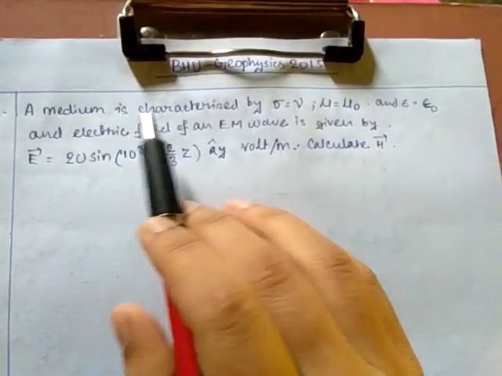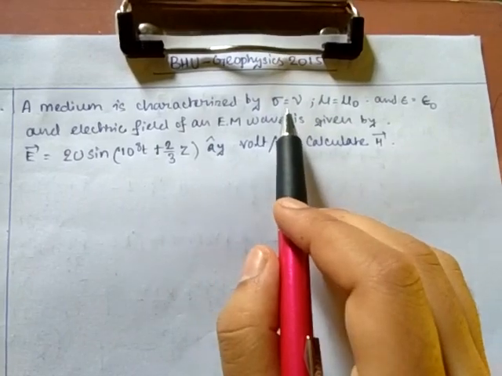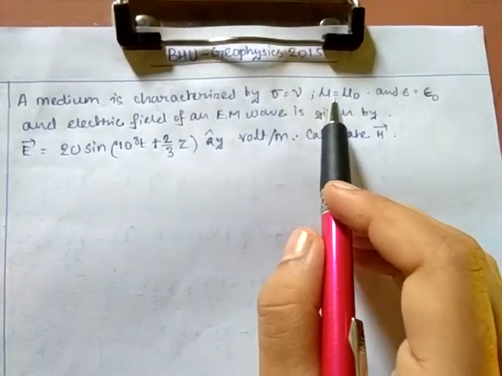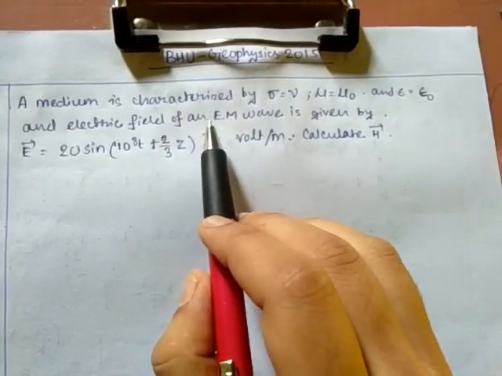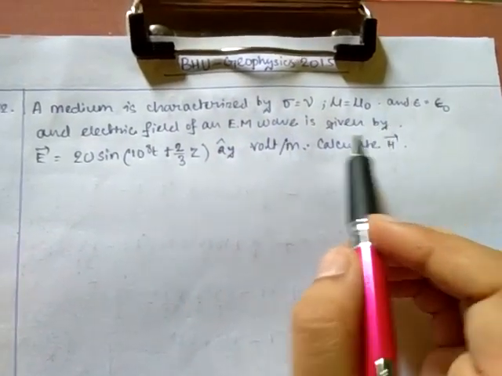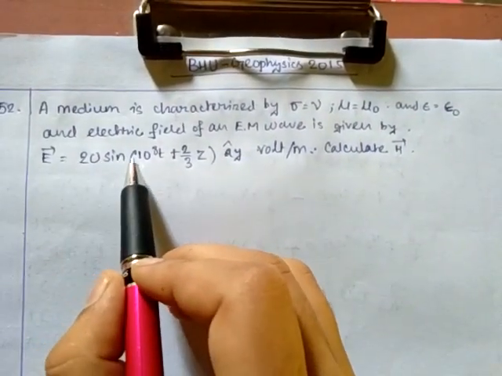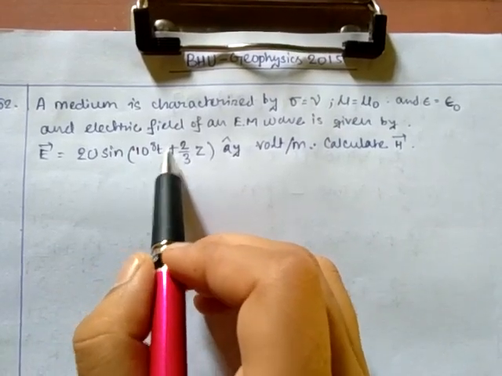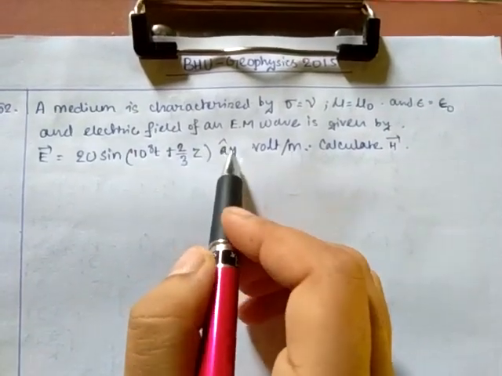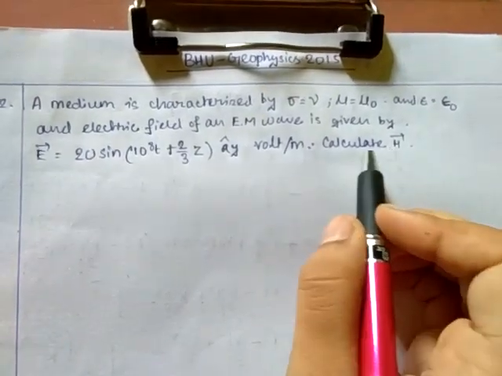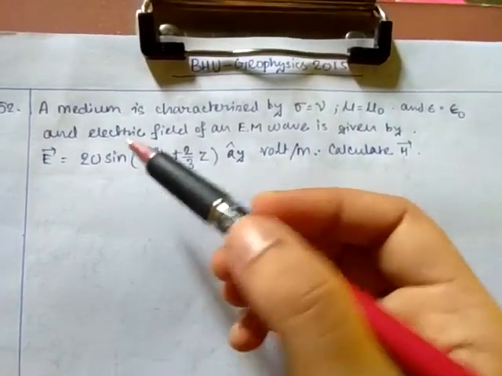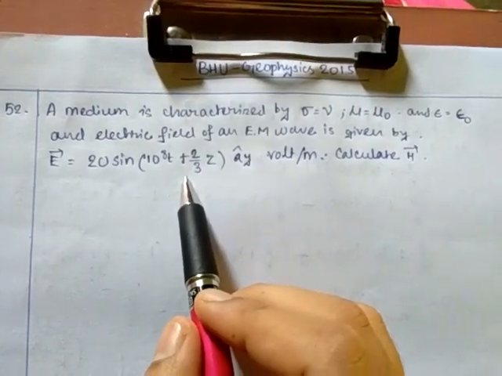Look, the question is: a medium is characterized by sigma equals 0, mu equals mu 0 and epsilon equals epsilon 0, and the electric field of an EM wave is given by E vector equals 20 sine (10 to the power 8 t plus 2 by 3 z) a cap y volt per meter. Calculate H vector.